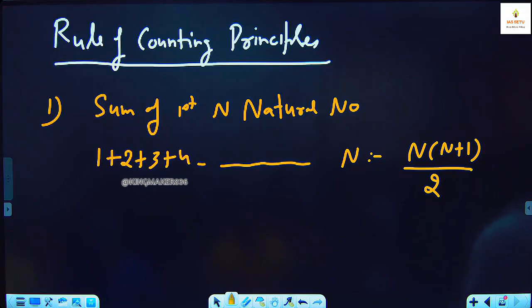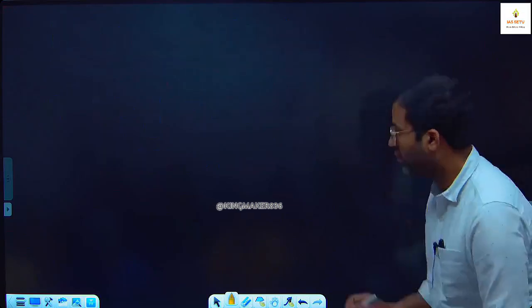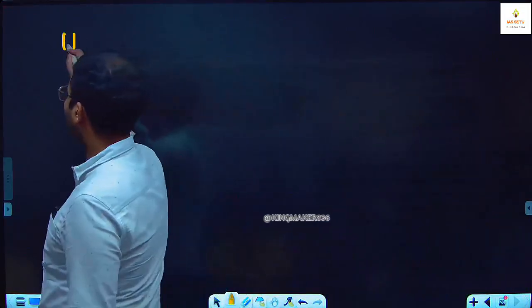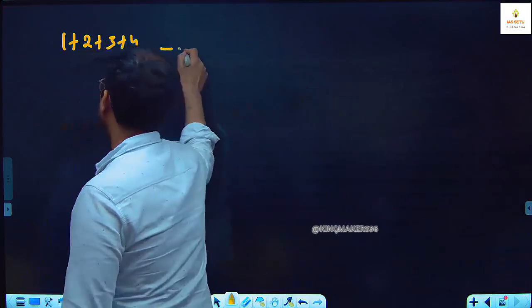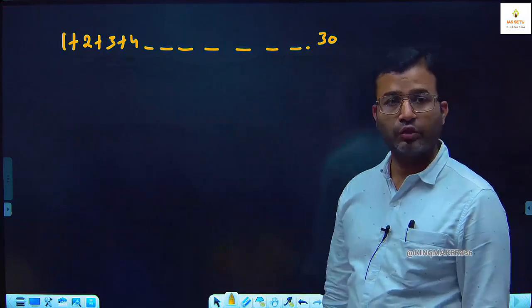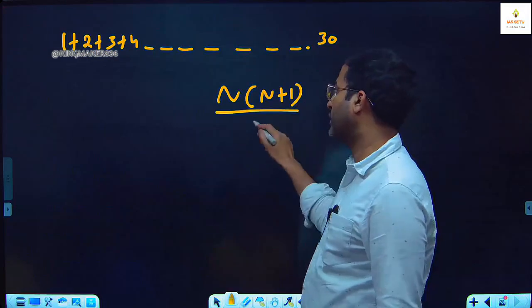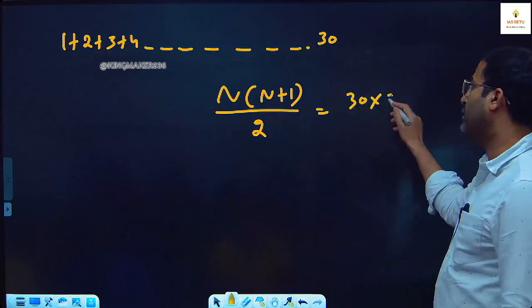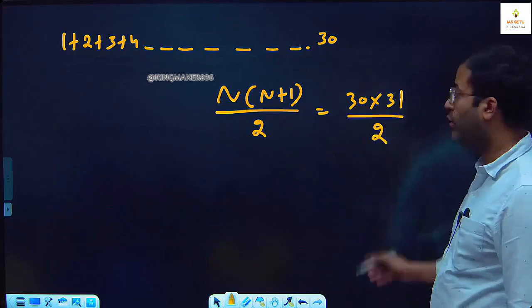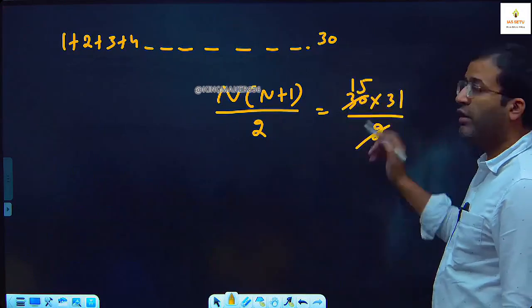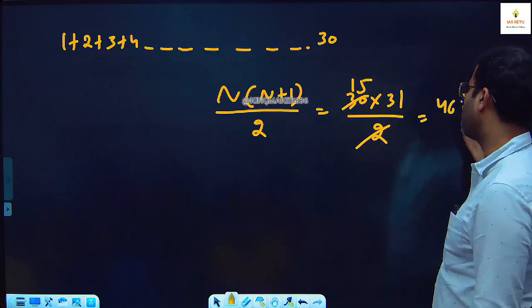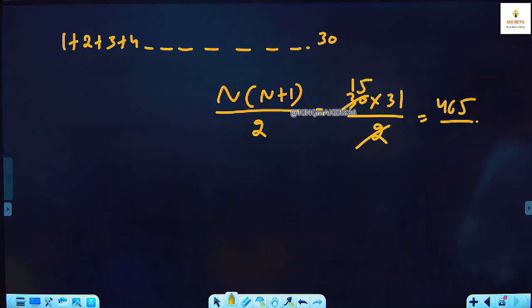Fine? Like here, on this rule, question number 1: 1 plus 2 plus 3 plus 4 up to 30. It means the sum of first 30 natural numbers. The value of n is 30. So our rule is n into n plus 1 divided by 2. So this will be 30 into 31 divided by 2. If you solve this, this is 15 into 31, 465.